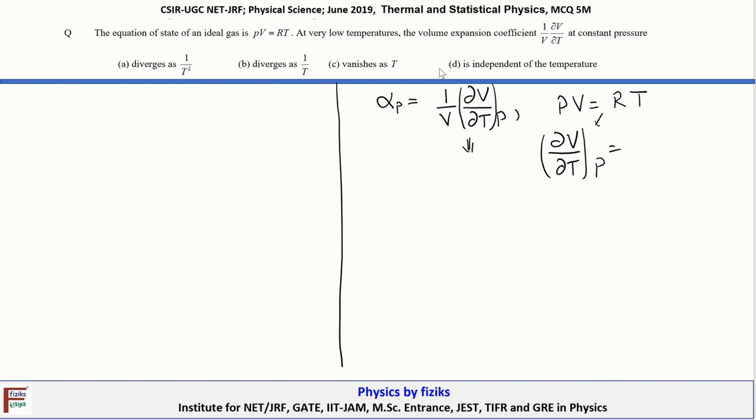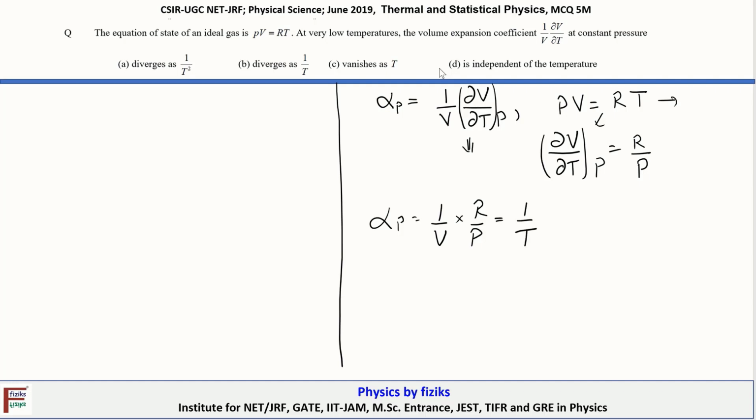So from this equation we obtain dV by dT, that is equal to R upon P basically. Okay, and then after substituting the value of dV by dT in alpha P, it comes out to be 1 by V multiplied by R by P. So it's basically R by PV, and from this equation again, R by PV is equal to 1 by T.